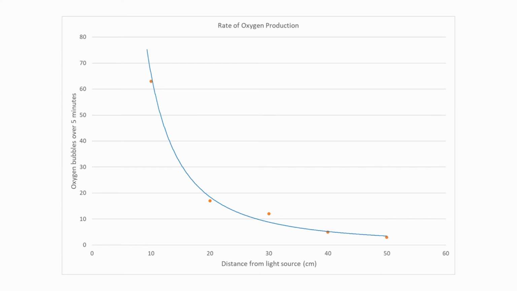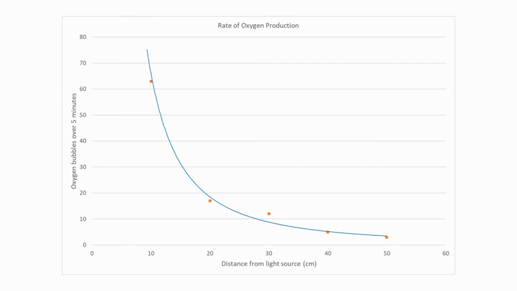Now we may have expected a straight line here, where as the distance doubled, the number of bubbles halved. But that's not what we see when we do this practical. What we actually see is, for example, from 10 centimetres to 20 centimetres, although the distance has doubled, the number of bubbles produced is approximately divided by 4 on this graph. And that's a trend we see further down as well. If we go from 20 centimetres to 40 centimetres, I believe at 20 we produced 17 bubbles, and we went down to 5 bubbles for 40 centimetres. So again, although the distance has doubled, the number of bubbles produced is not divided by 2, it's closer to dividing it by 4.